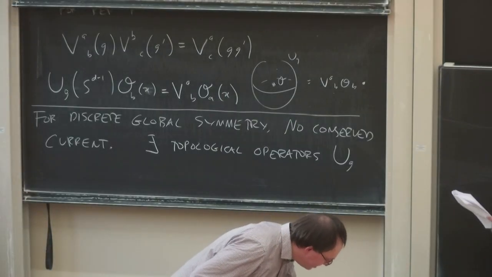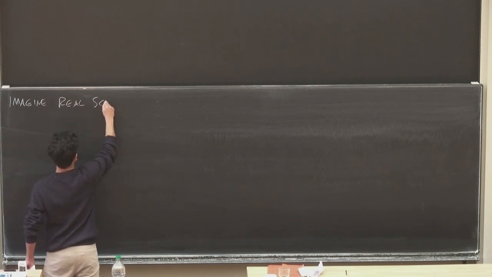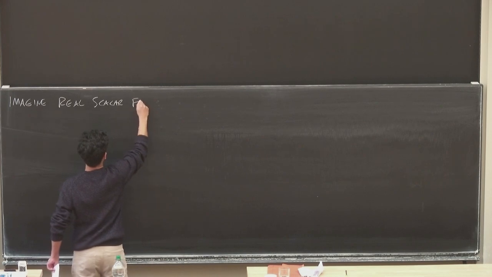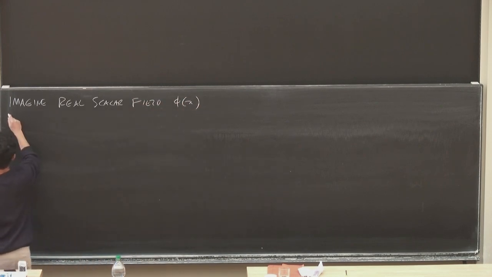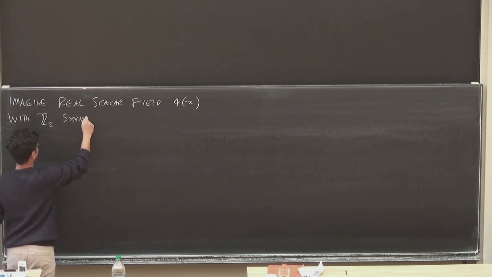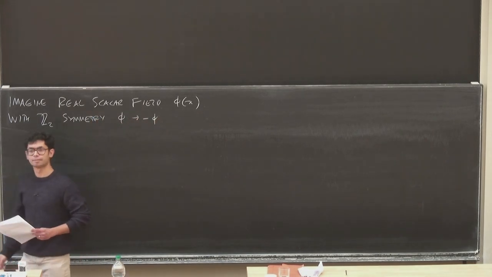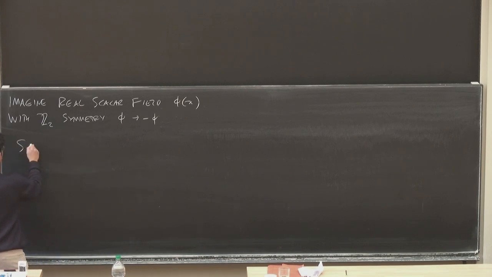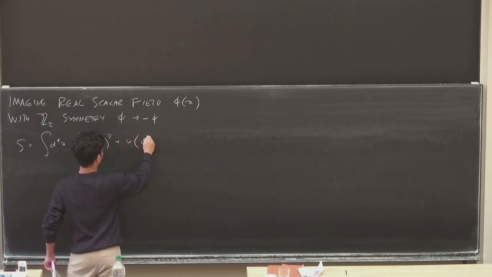I think the simplest discrete symmetry is imagine a real scalar field phi of x with a Z2 symmetry. Phi goes to minus phi. Okay? So, you can take whatever action you like. Delta phi squared plus some arbitrary potential of phi squared.